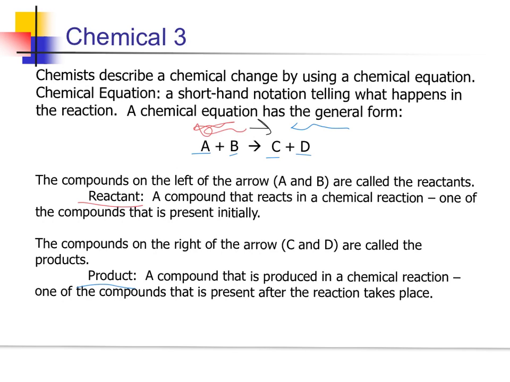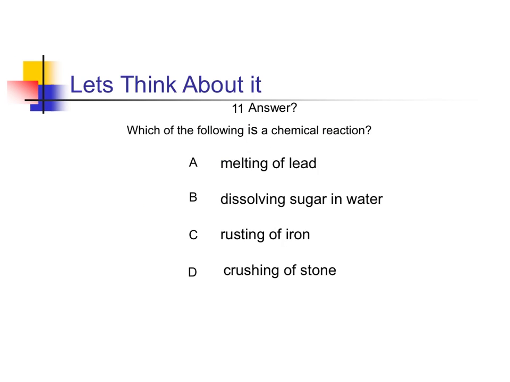Which part is my reactant? What's the stuff that I'm starting with? The raw product. What's the raw thing? And the product. What am I producing? What is a reaction producing? What is it making? Which of the following is a chemical reaction?